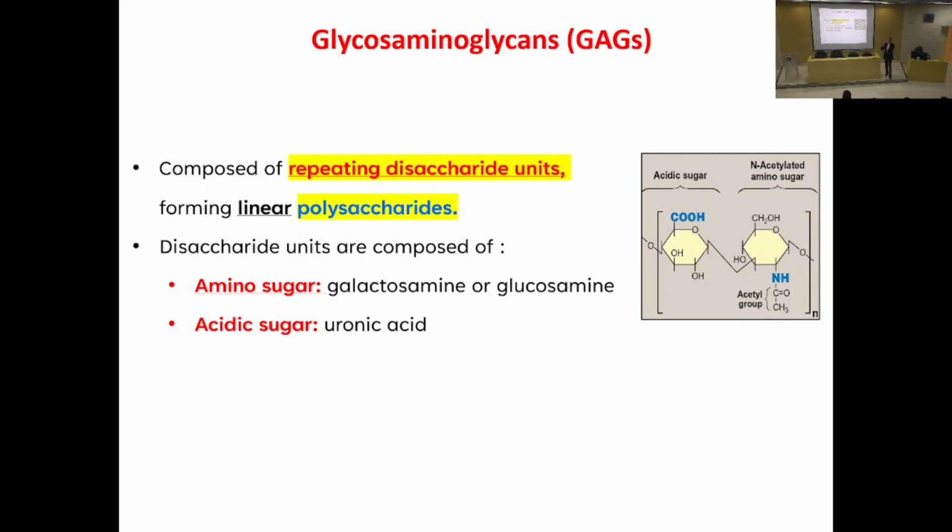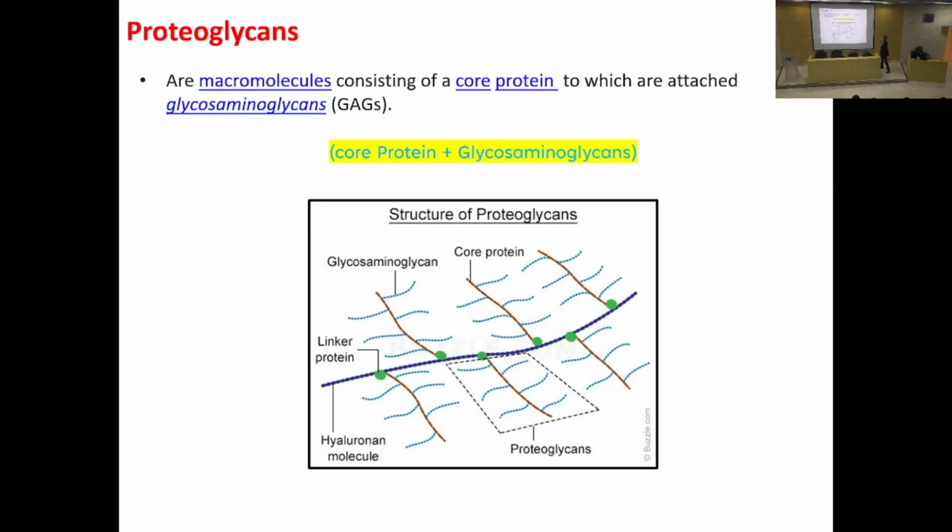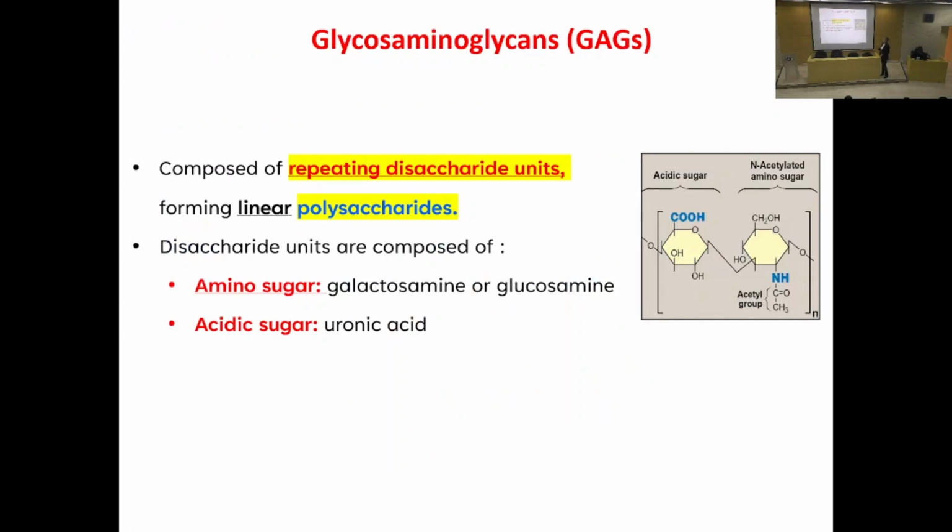So when you have this disaccharide repeated one after the other, they form a polysaccharide, a linear chain of polysaccharides, a poly-sugar. This linear chain is what we see here. Each blue dot is a disaccharide. So we're going to have a linear chain of polysaccharides. Clear? Okay.